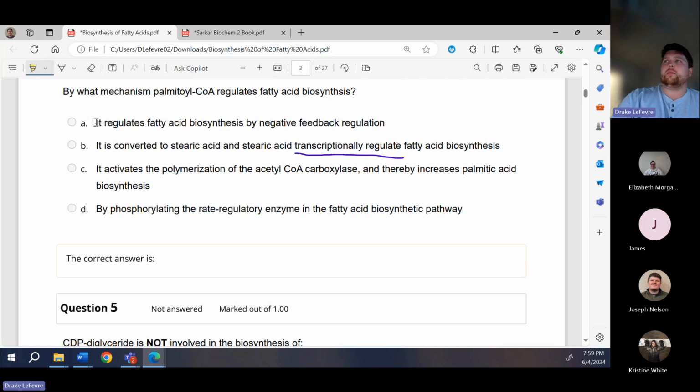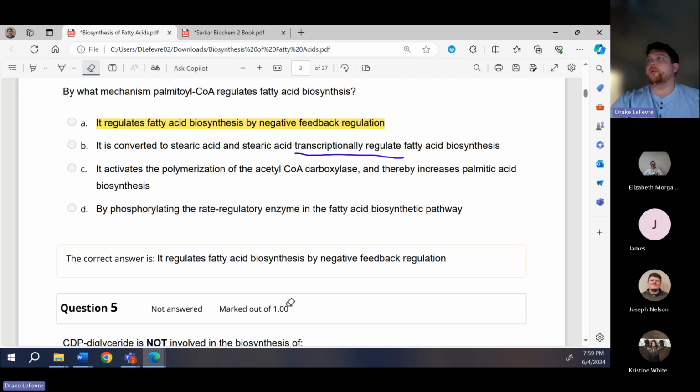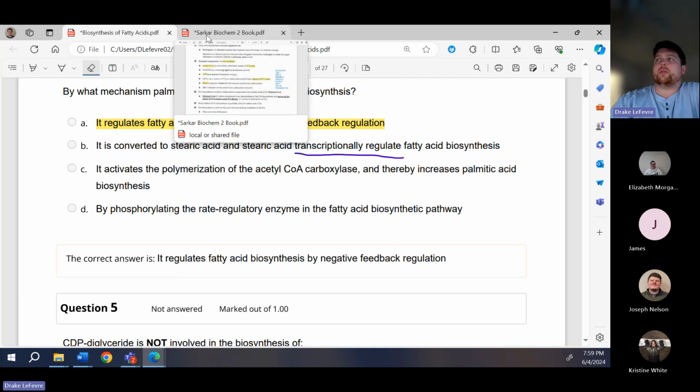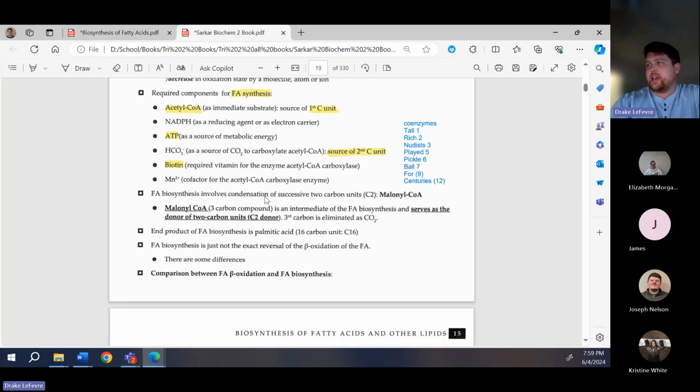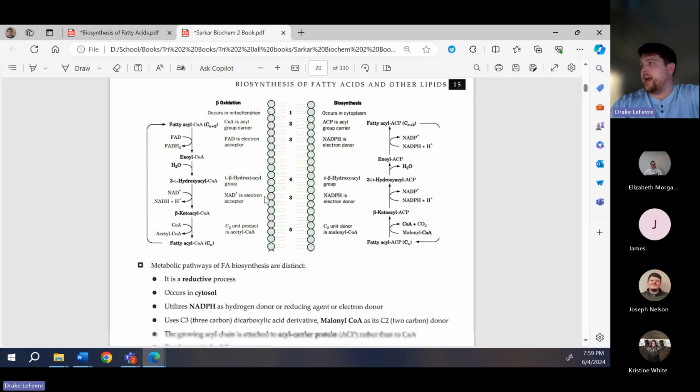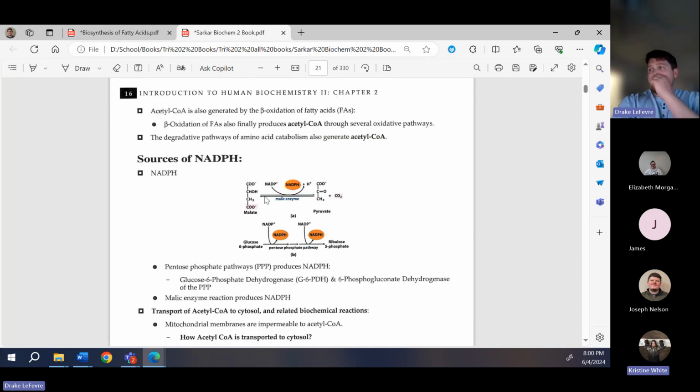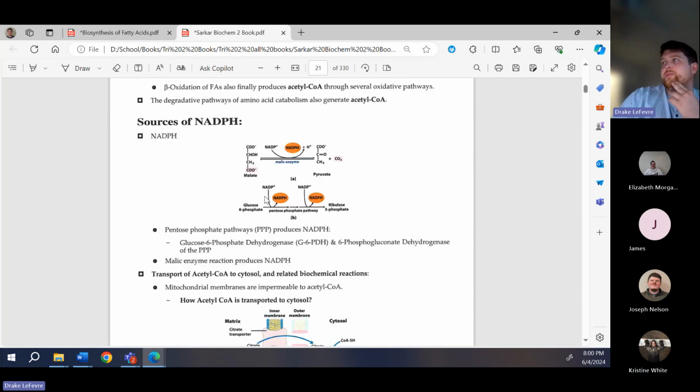So in this case, palmitoyl-CoA is going to do exactly that. It's going to have negative feedback regulation. Let's jump in the book really quick and see if we can find exactly where the palmitoyl-CoA is and find that actual reaction. It might take me a second to find it.